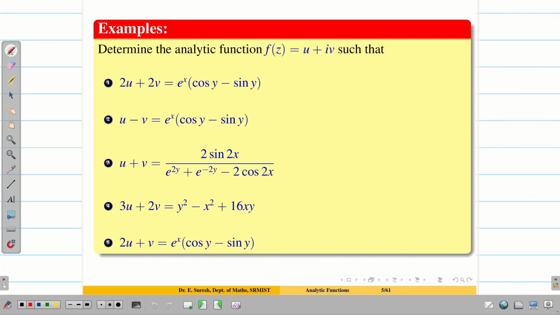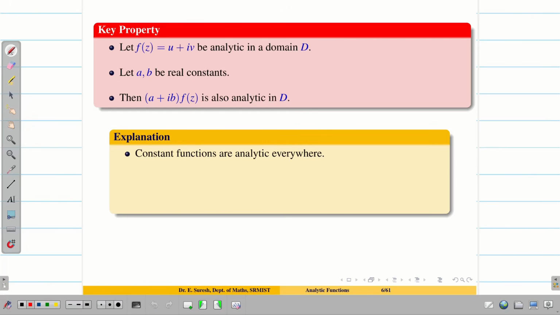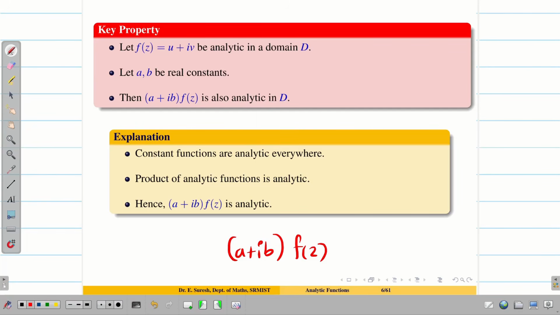Before going into the problem, let us have a quick recap. If f of z is analytic, suppose we take any real constants a and b, then (a plus ib) into f of z is also analytic. The reason is constant functions are analytic everywhere, and the product of two analytic functions is always analytic. Therefore, (a plus ib) into f of z is also analytic, and we take this as capital F of z and we proceed to the problem.